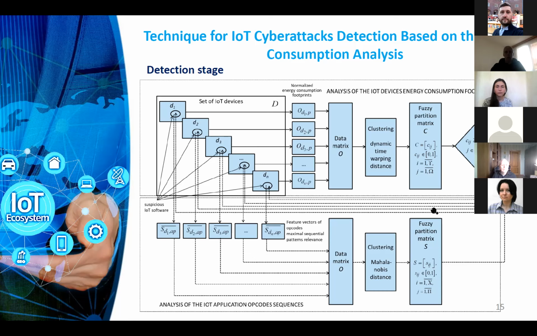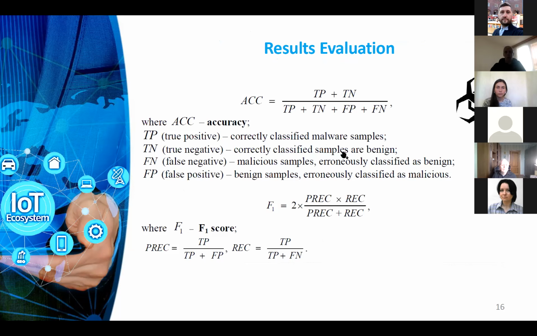In order to assess the effectiveness of the proposed approach, a number of experiments were carried out. The ARM platform was chosen as the target IoT platform for the experiment since it is one of the most common IoT platforms. Such a variety of ARM-based IoT devices have been used. Each energy consumption footprint was obtained by taking measurements every 0.5 seconds within 3 minutes when the IoT device is performing an attack and normal operation.